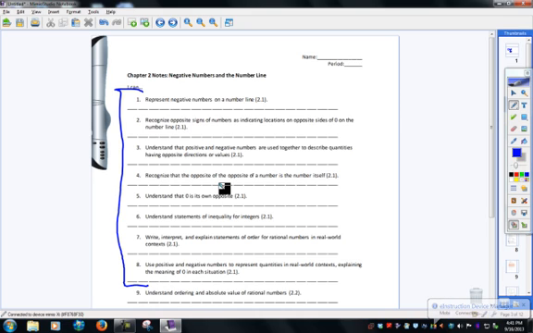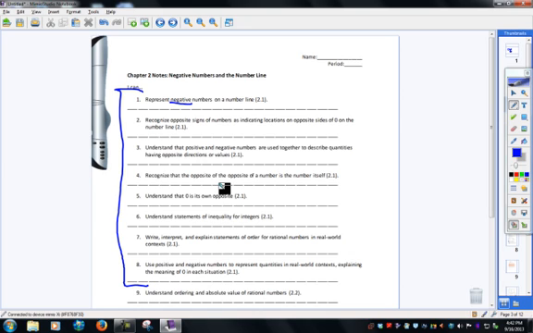Just like we just did with the regular number line, we just did positive numbers. Now we're just going to add negative numbers on there. We're going to do recognizing opposite signs of numbers as indicating locations on opposite sides of 0 on the number line. Okay, we'll get to that. It'll make sense here in a minute. Understand that positive and negative numbers are used together to describe quantities having opposite directions or values. Again, it'll all make sense soon.